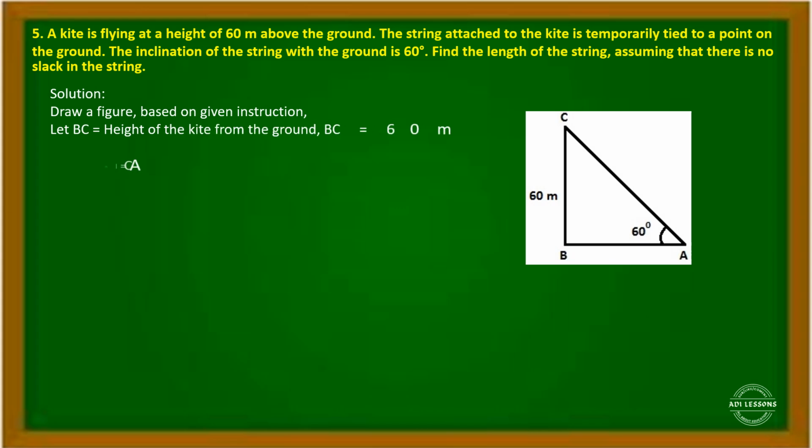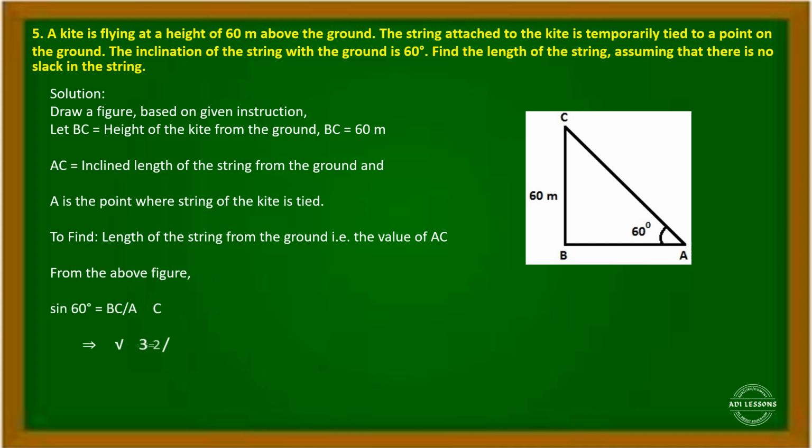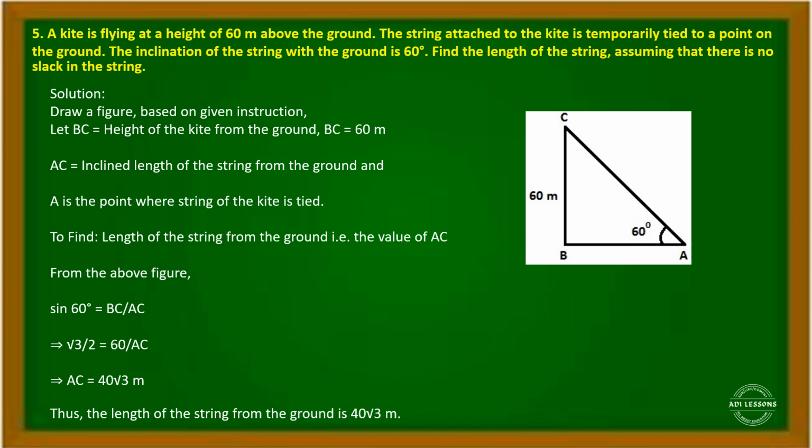Draw a figure based on the given instructions. Let BC, the height of the kite from the ground, be 60 meters. AC equals the inclined length of the string from the ground, and A is the point where the string of the kite is tied. To find the length of the string, that is the value of AC, from the above figure, sine 60 degrees equals opposite side BC by hypotenuse AC. So, root 3 by 2 equals 60 by AC. Therefore, AC equals 40 root 3 meters. Thus, the length of the string from the ground is 40 root 3 meters.